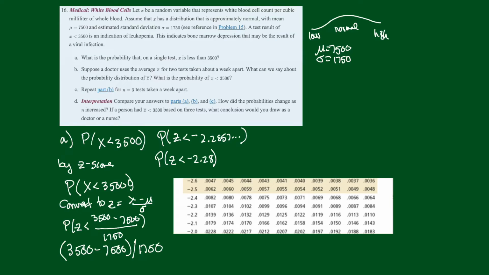And because we're doing this by z-scores, I've got to use a table. So I just have a little screenshot of part of the table. I need negative 2.28. So I come down to the negative 2.2 row right here, and then I go over to the 8 column. Negative 2.20, 1, 2, 3, 4, 5, 6, 7, 8. I just lost track. 0, 1, 2, 3, 4, 5, 6, 7, 8. Okay, so I'm getting 0.0113.